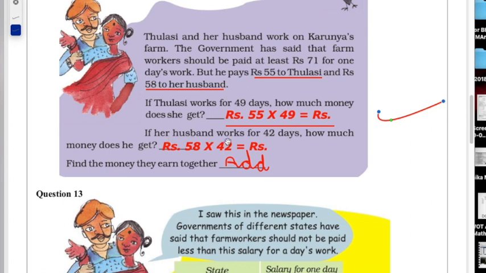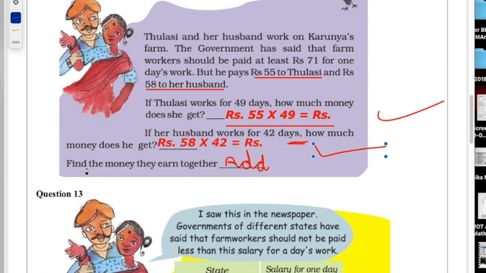Second, she worked for 49 days, but her husband worked for 42 days. How much money will he get? You will multiply rupees 58, because her husband was getting 58 rupees for one day, with the number of days he worked, 42 days. If you multiply rupees 58 by 42, you will get the money her husband will get.